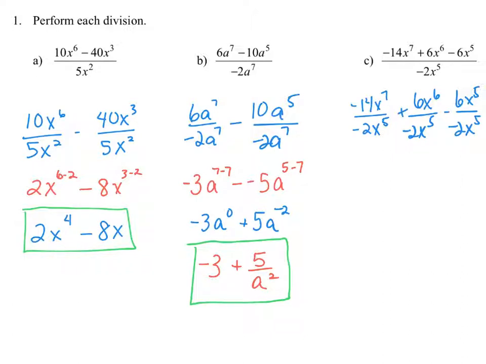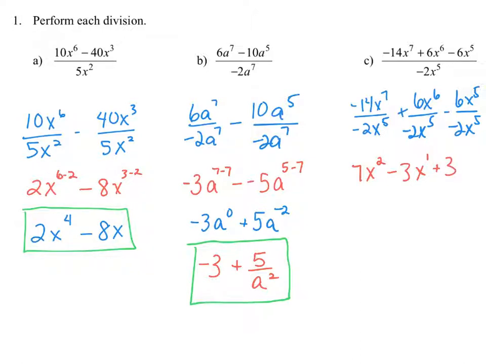We know negative 14 divided by negative 2 is 7, and x to the seventh divided by x to the fifth, we subtract those exponents. 7 minus 5 is 2. The next term is 6 divided by negative 2, so we write that as a minus 3. X to the sixth divided by x to the fifth, that's going to be x to the first when we subtract those exponents. And then we have this minus 6 divided by a negative 2. So the 6 divided by negative 2 is negative 3, minus a negative 3 is a plus 3.